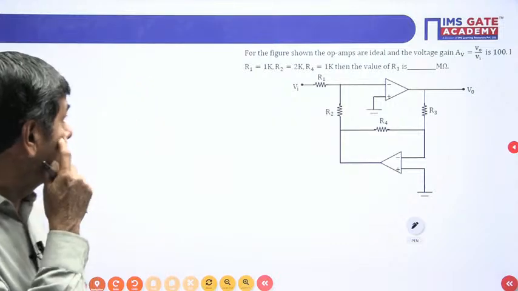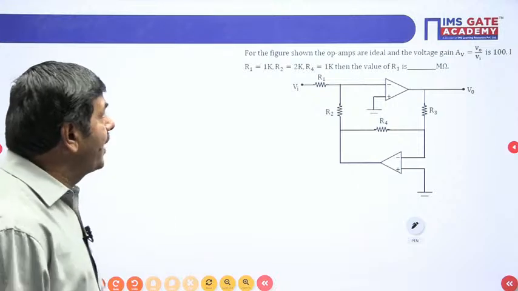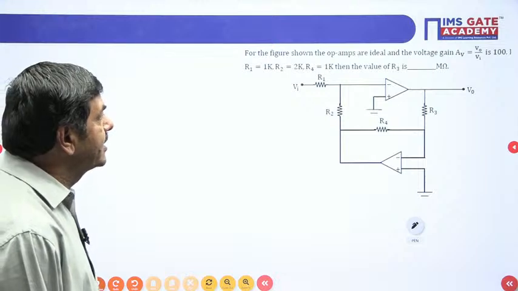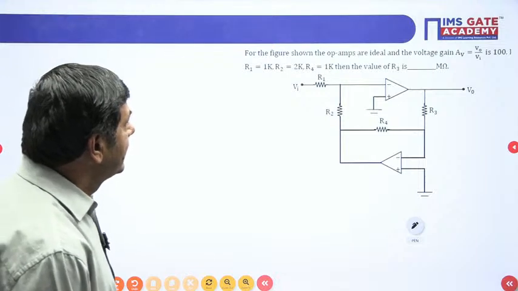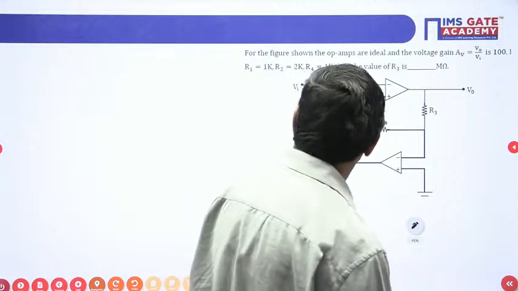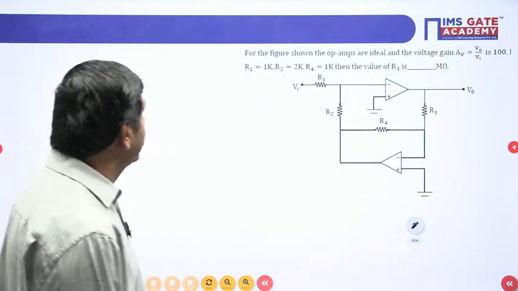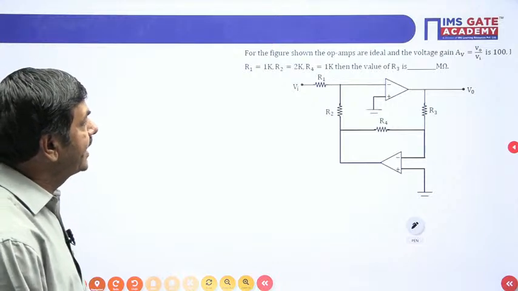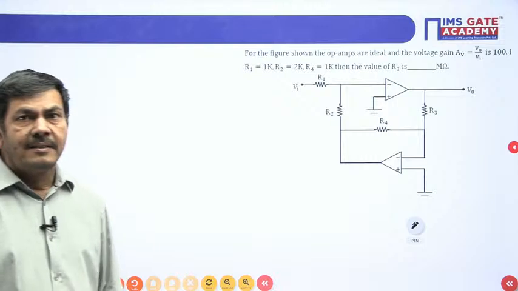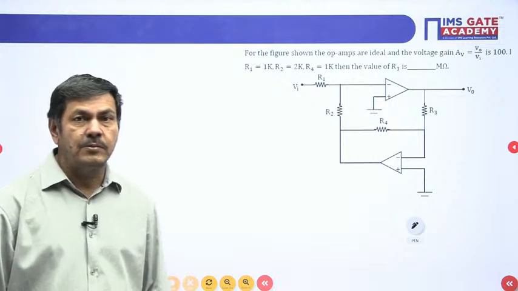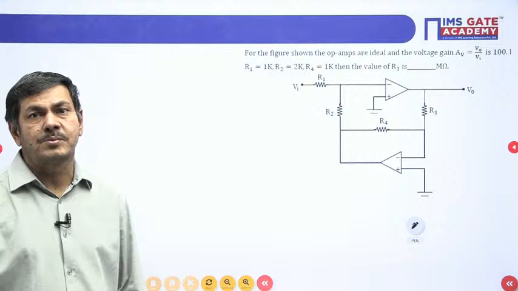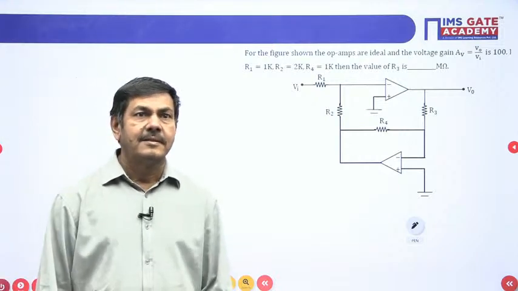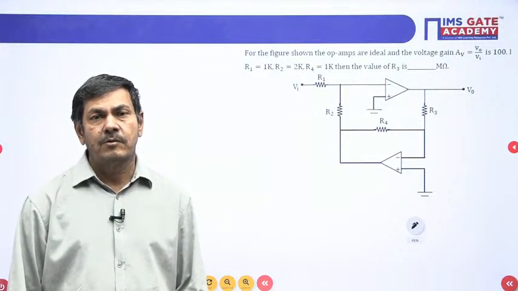What's given in this question? For the figure shown, the op amps are ideal and the voltage gain AV equal to V naught by VI is 100. And also given here now, R1 equal to 1K and R2 equal to 2K, R4 equal to 1K, then the value of R3 is dash mega ohms. Thereby asking to find R3 value, it must be required in mega ohms. Any student can do this question? Required R3 value in mega ohms.